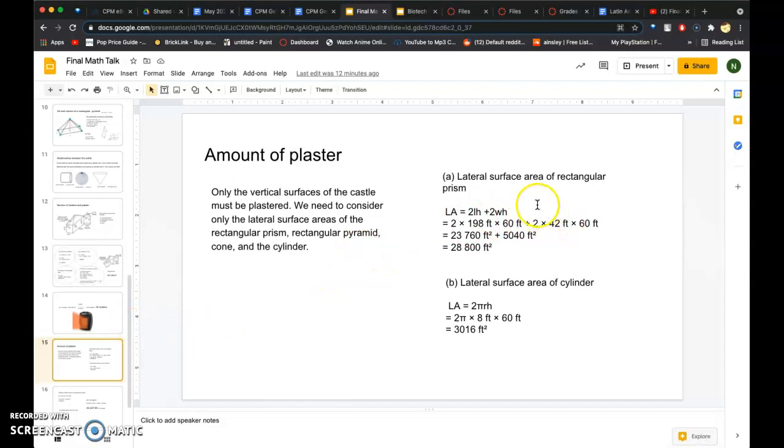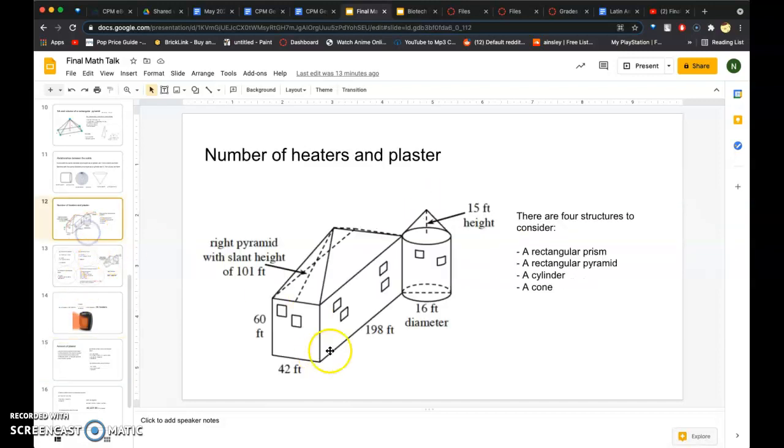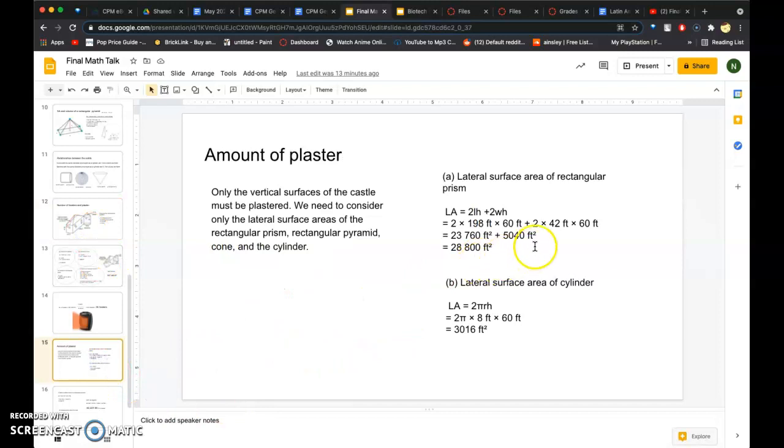First we're going to start with the lateral surface area of the rectangular prism. We just need 2 length times height plus 2 width times height. Again, we get our values from here because they're just given to us. And so we find that the surface area minus the base is 28,800 feet squared. Remember, it's squared units, not cubed units, because we're not finding the volume anymore.